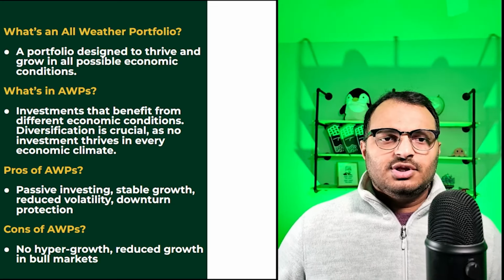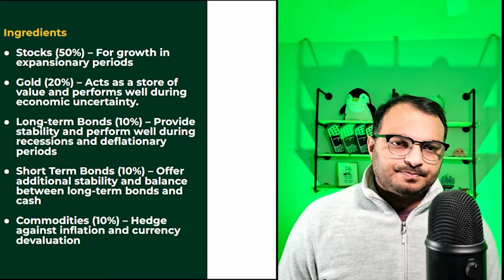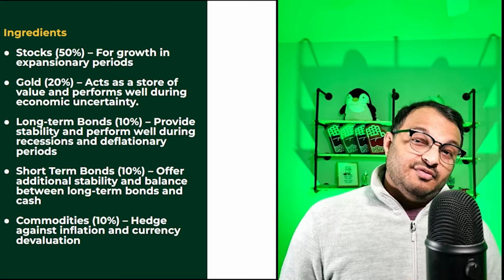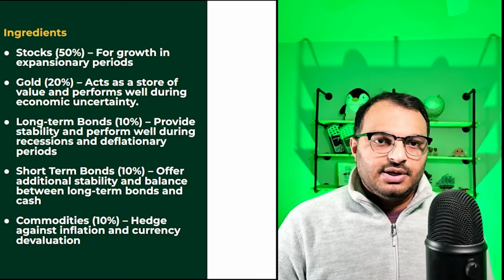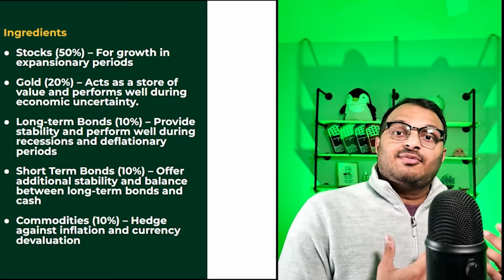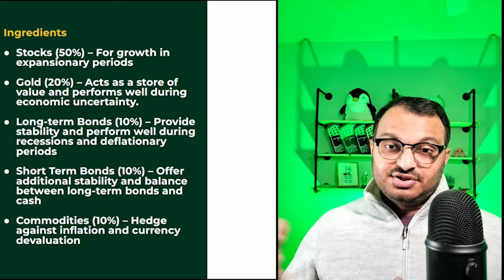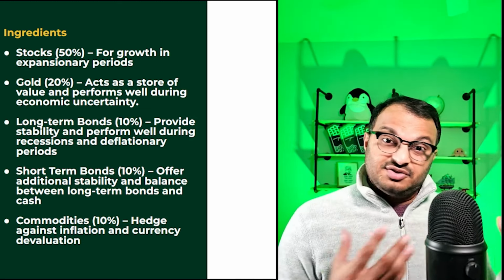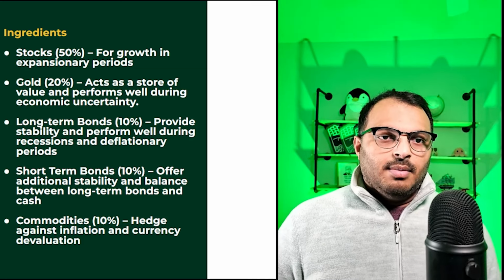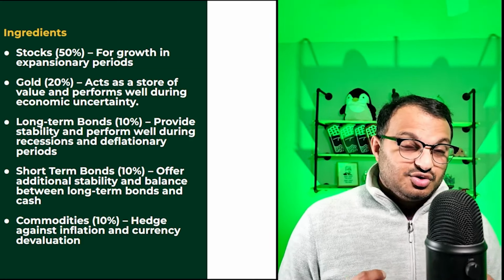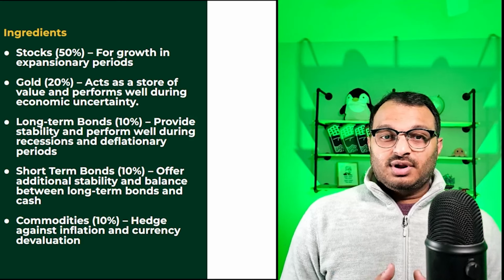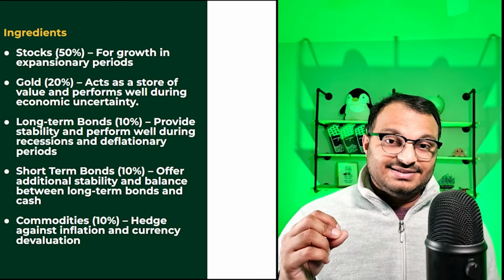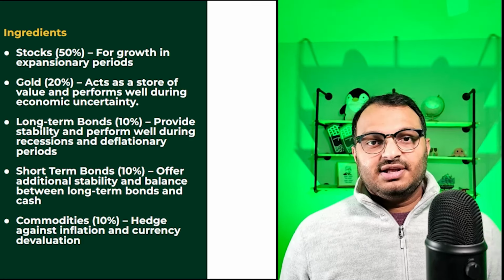All right, so let's talk about the ingredients. So 50% of this portfolio will be focused on stocks, equities. Why? Because that will provide you the growth in expansionary periods, right? And stocks is 50%, so that's a very core item. Gold is 20%, really important. In fact, gold is the anchor for this portfolio. It's going to make sure this thing is bulletproof.